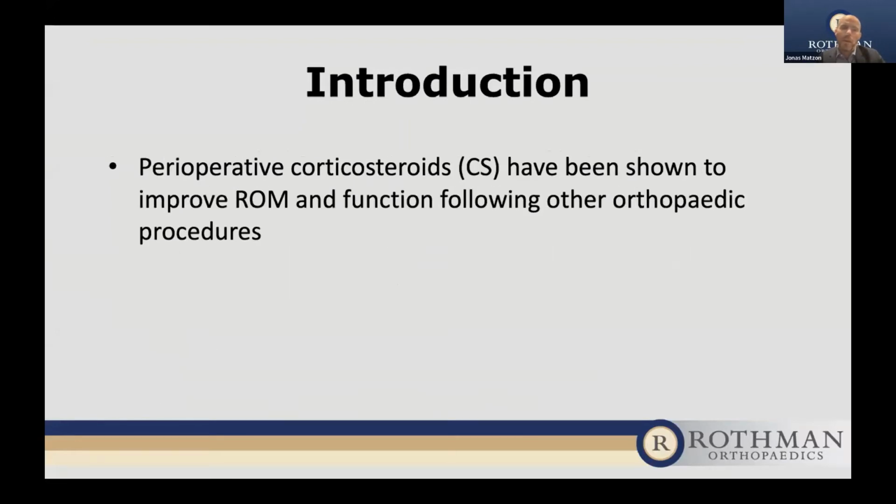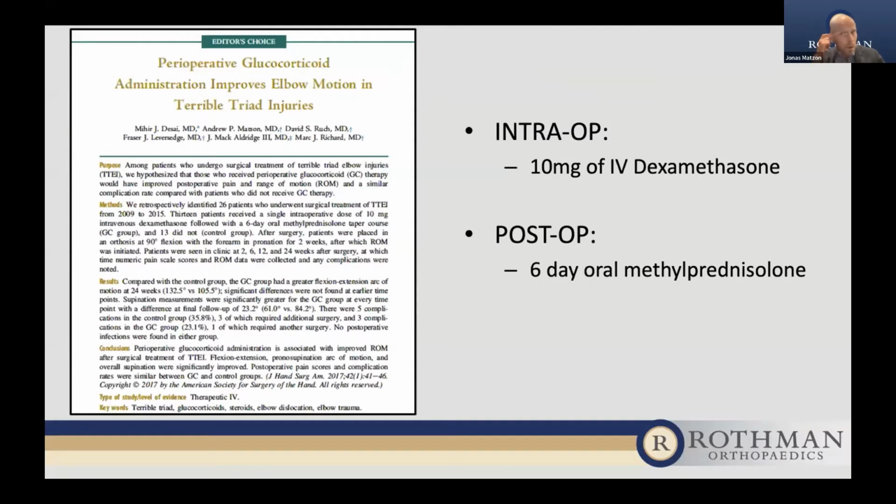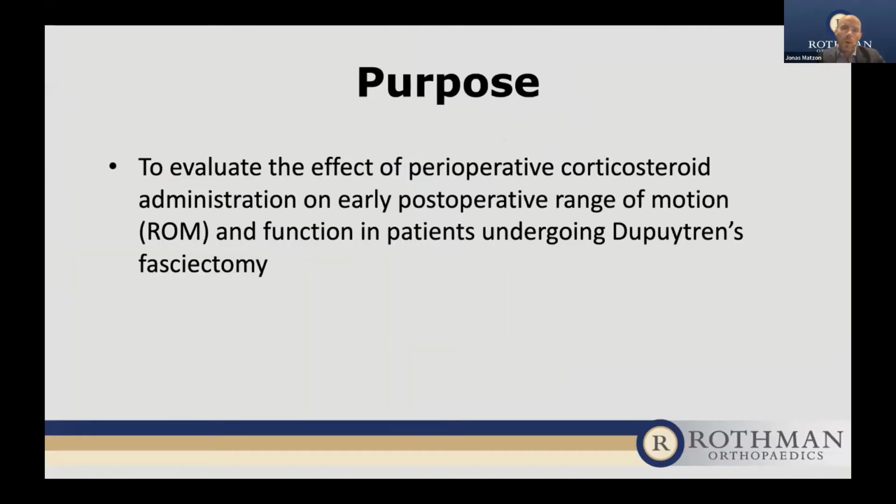When we were talking about this, we know that perioperative corticosteroids have been shown to improve range of motion and function following other orthopedic procedures. But what really brought it to light was this paper from 2017 in JHS with terrible triads. They used a protocol of 10 milligrams of dexamethasone IV at the time of surgery and a 6-day oral methylprednisolone taper, or Medrol dose pack, post-op, and they showed better range of motion. After reading this article and discussing it with some of my colleagues, I started doing this for my Dupuytren's patients. So the purpose of this paper was to evaluate the effect of perioperative corticosteroid administration on early postoperative range of motion and function in patients undergoing Dupuytren's fasciectomy.